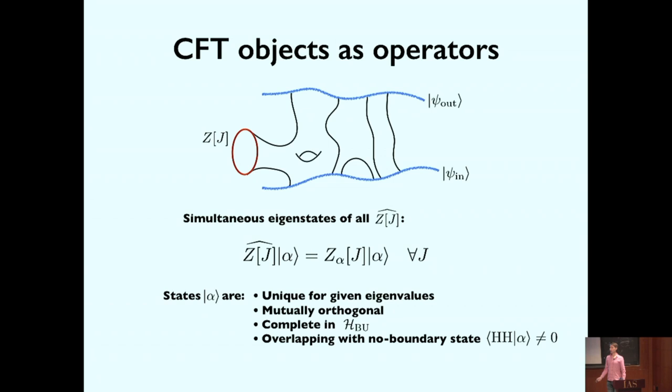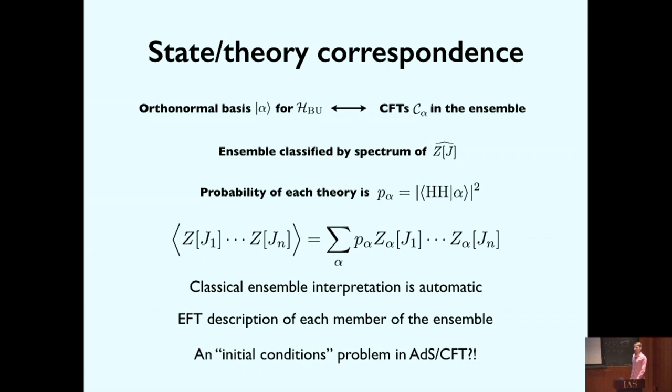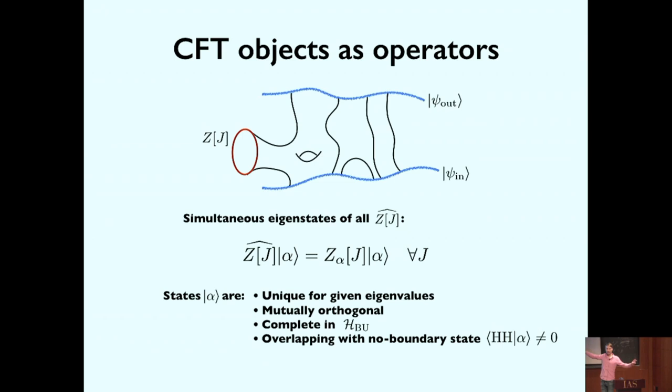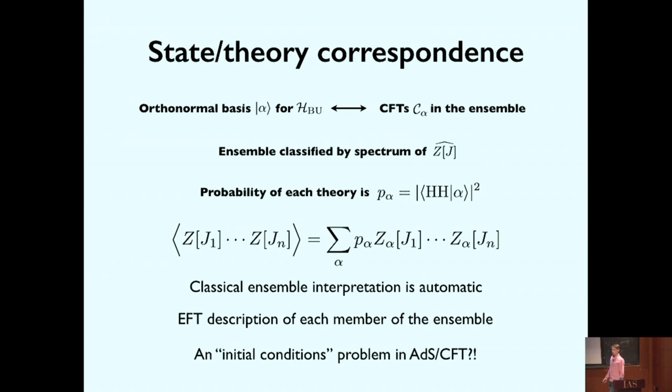Okay, what's next? How should we interpret these? This is an orthonormal basis of the baby universe Hilbert space, and every one of these elements has definite values for every one of these CFT objects. So we should interpret these as the partition functions in some specific theory, some member of the ensemble. That means that the ensemble is classified by the spectrum of this operator, and the spectrum of this operator precisely gives us a set of observables in each member of the ensemble. The probability of any particular theory in the original ensemble I described is given by its overlap with the Hartle-Hawking state, which is positive and less than one. And then the expectation value, the path integral with n boundaries, is given by the sum over the eigenvalues in the alpha states times the overlap with the alpha states. So you just get this by inserting complete sets of states.